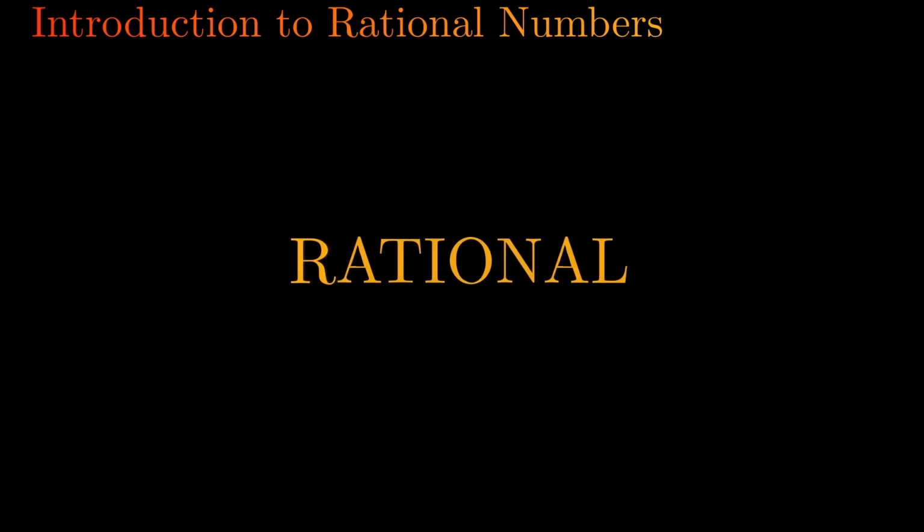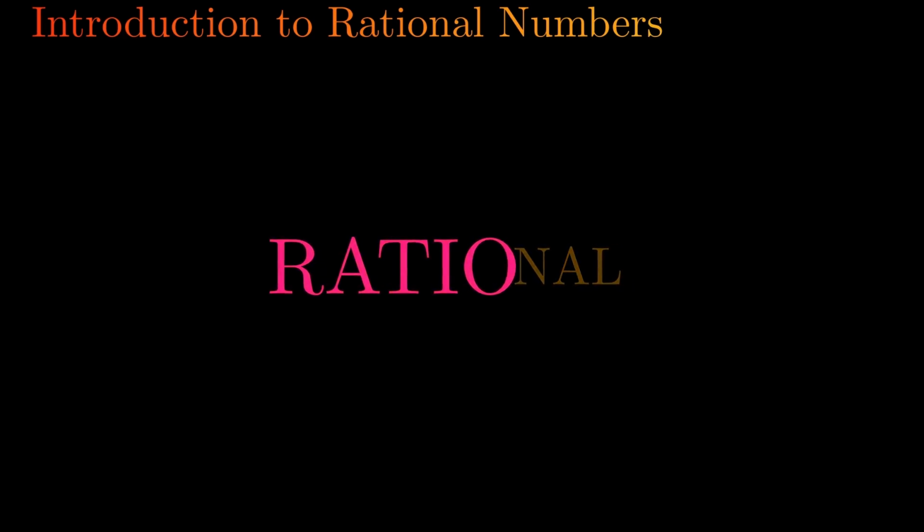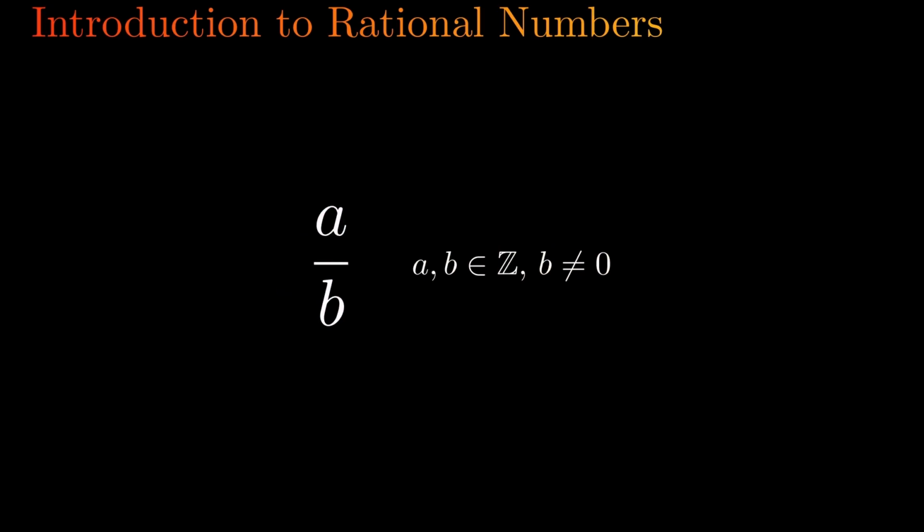Okay, time for the star of the show. What on earth is a rational number? Look at the first 5 letters of the word. R-A-T-I-O. Ratio. A rational number is just any number that can be written as a ratio or a fraction of 2 integers. But to really understand this, we need to look at the family tree of numbers.